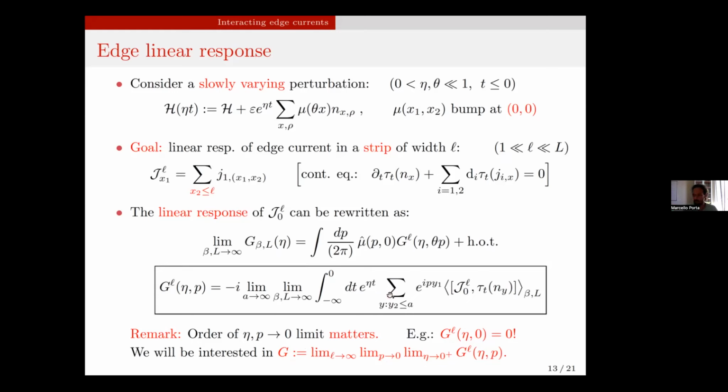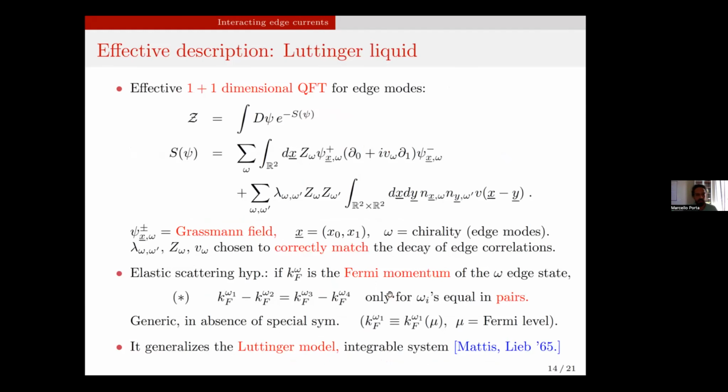Now, before telling you what we can say about it, let me tell you a few things about an effective description for edge currents, which plays an important role in our analysis, which is the Luttinger liquid. I would like to introduce that in a quantum field theory language, and I will do that in a formal way, but of course it can be made precise. But at this stage, I just would like to be a bit formal and introduce it as this QFT, a formal Grassmann integral over a field psi. So this psi is a Grassmann field, which is a Euclidean field.